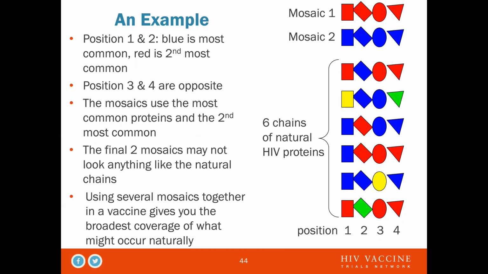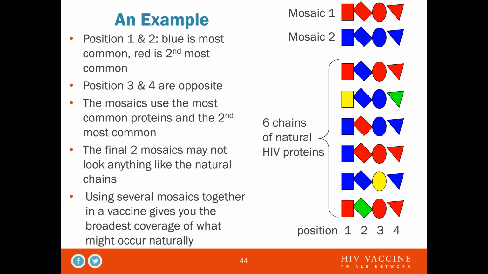The Mosaic sequences are made up of the most common pieces of protein found at each position in the chain. The chain is the chain of proteins that are included in the HIV when we talk about the HIV insert. So we have to find the most common pieces of the protein at each position in the chain when many versions of naturally occurring proteins are compared. On the right of this slide, you will see 6 chains of proteins that are taken from different people who are living with HIV.